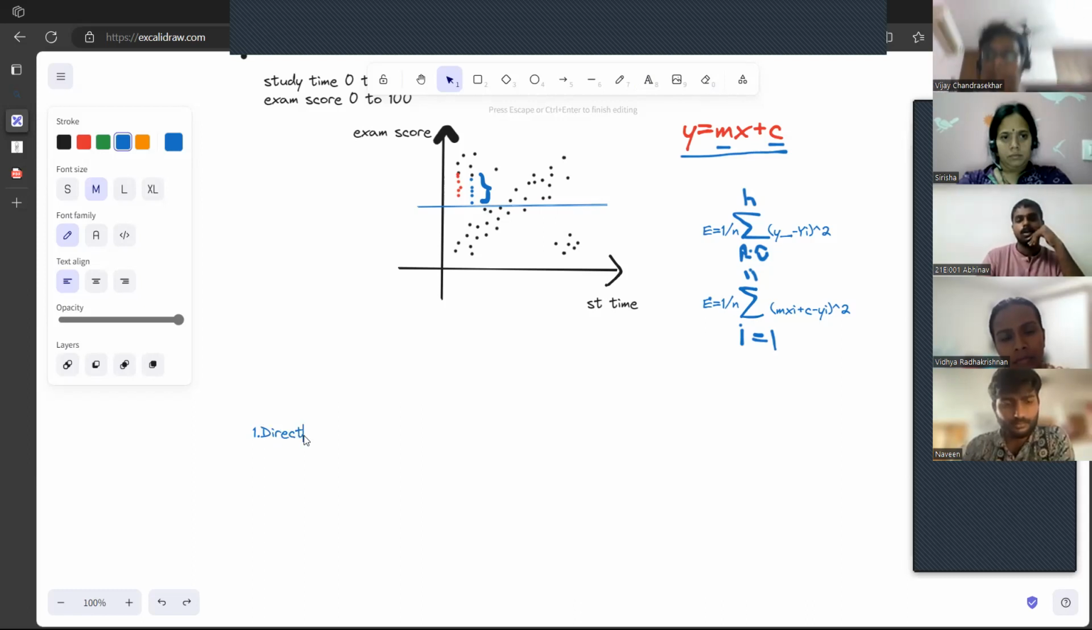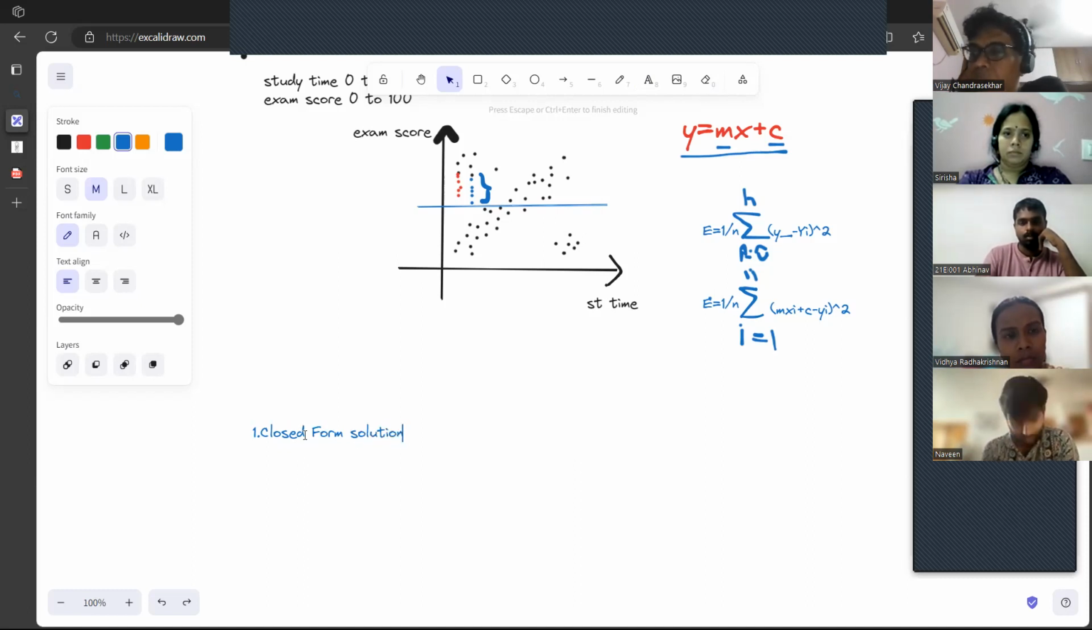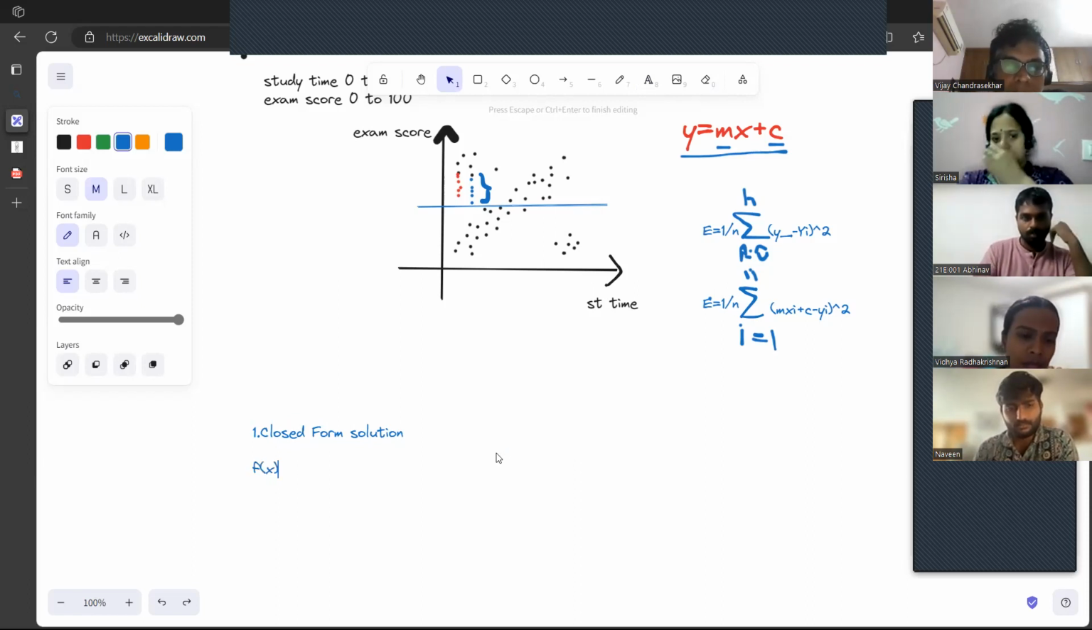Let me explain that a little bit. You want to reduce this to 0. So let's go back to our old class 12 calculus. You have a simple function, f of x is equal to x square minus 5, let's say.